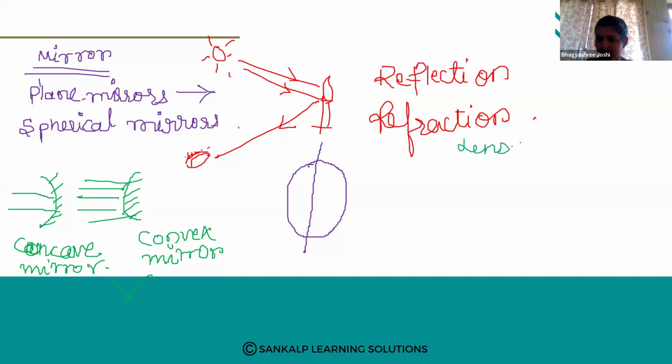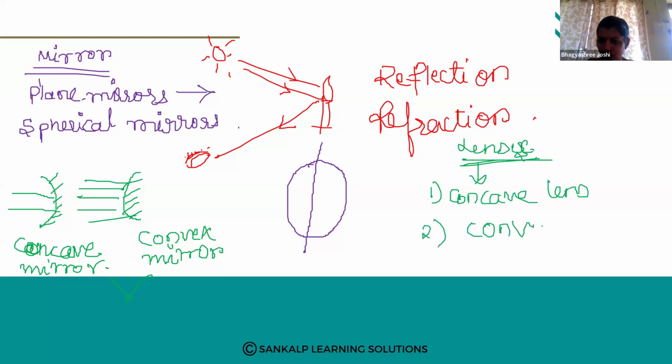Next comes lenses. Here also we are going to observe two types, that is concave lens and convex lens. Concave lens is like this, and convex lens is like this.